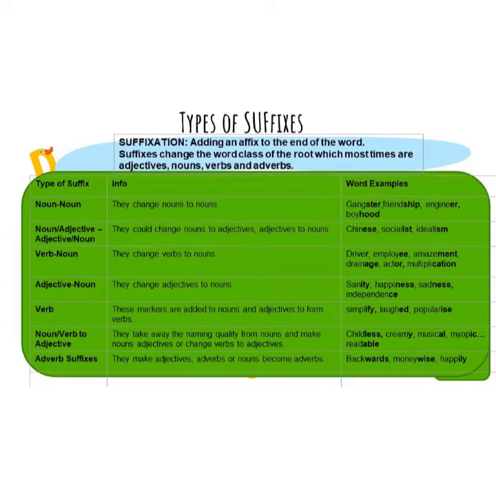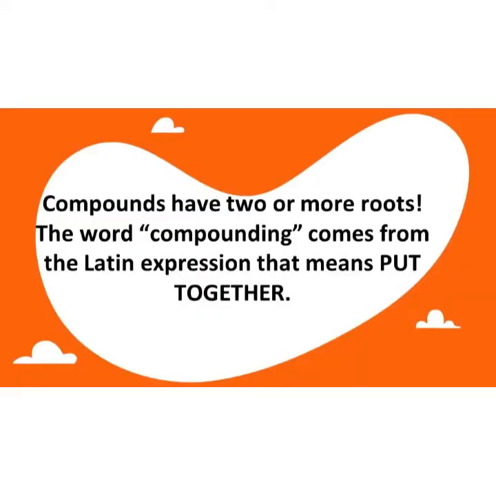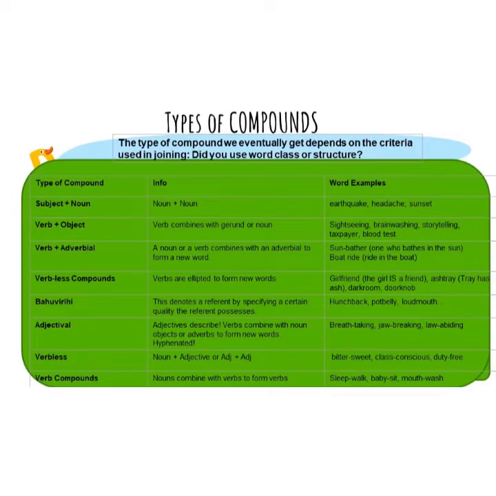After affixation, we move on to compounds. Compounds have two or more roots. The first one we treated had just one root and then either a prefix or a suffix was added. Compounds have two or more roots. The word compounding comes from the Latin expression that means put together. So it means that you're putting two words together.